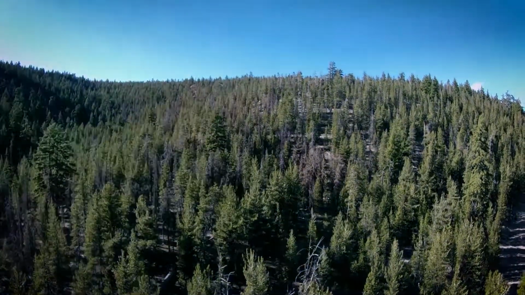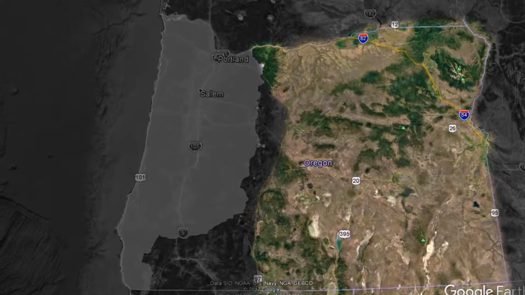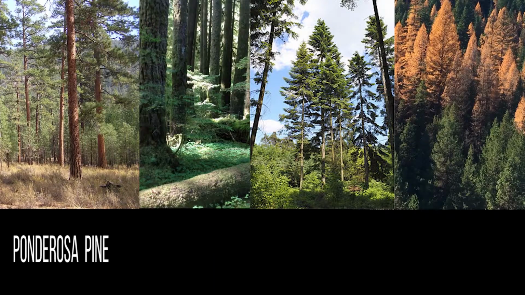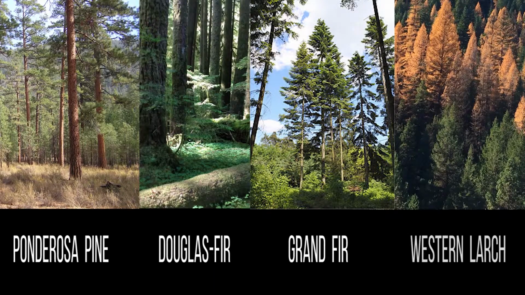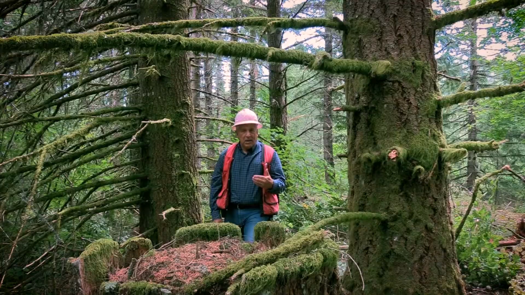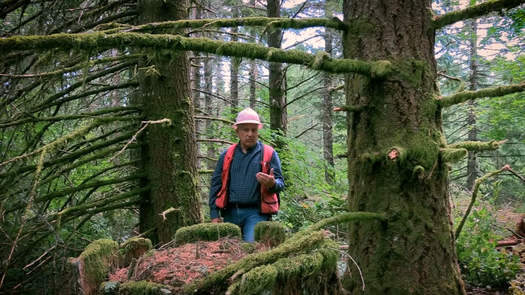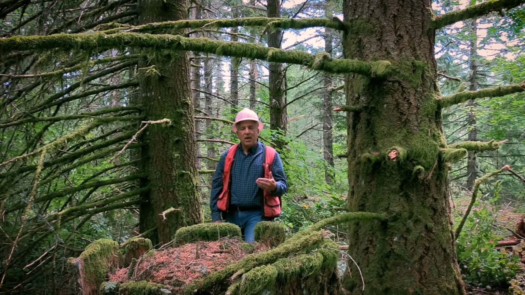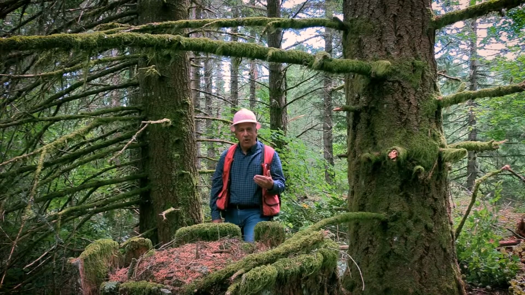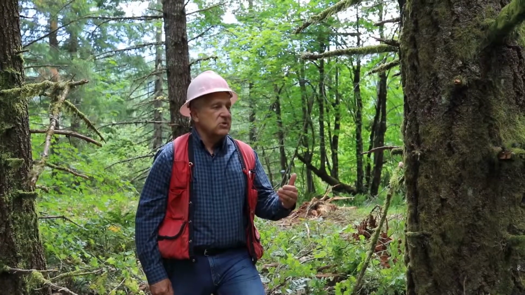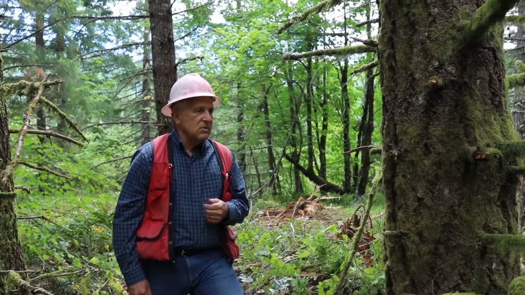On the east side, where we have a mixture of species, ponderosa pine, Douglas fir, grand fir, western larch, we want to leave the species that are best adapted to those sites. Some of those sites are pretty dry, and in those cases we would leave ponderosa pine, maybe some Douglas fir, and probably remove a lot of the grand fir because they are, again, susceptible to insects, disease, and drought.